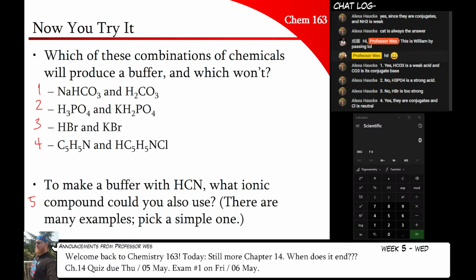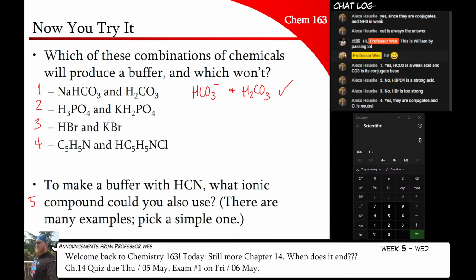All right, so for number 1 here, I have sodium bicarbonate, which is actually just this ion, right? And I have carbonic acid. Will this make a buffer? Yeah, it will. They are conjugates of each other, and they are both weak.